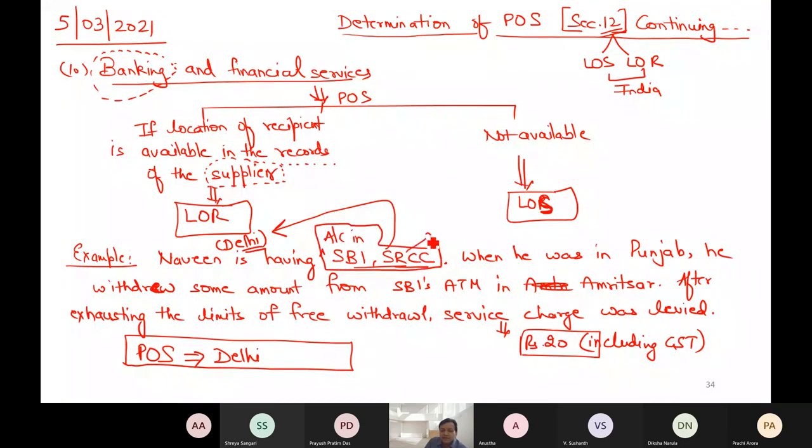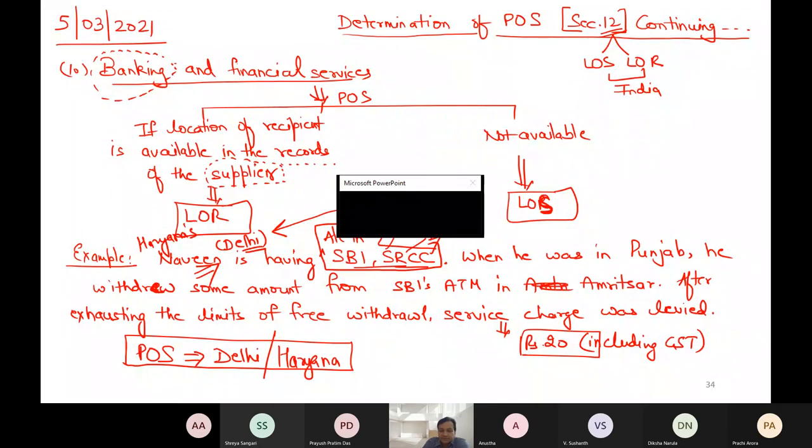I'm not concerned about where SBI is located. Fortunately, SBI SRCC is also in Delhi, but I'm not concerned about this Delhi. I'm concerned about the address of the recipient of service. If Naveen has given Haryana's address, the place of supply would have become Haryana. Because in this case, when you have a bank account, by default the bank must be having your address. So check that address. If the address is of Haryana, Haryana becomes the place of supply. If the address is of Delhi, Delhi becomes the place of supply. But note, in any case, not Punjab in my example. I hope the point is clear.